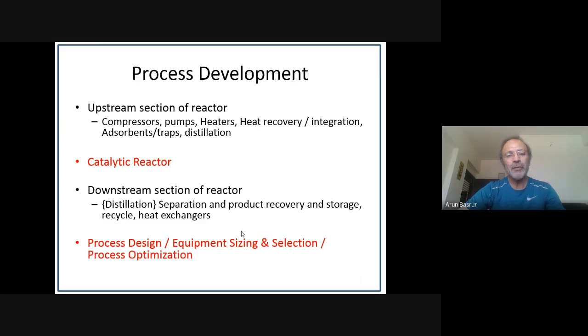And finally, a downstream section, which mainly consists of distillation, where you recover the useful, desired product and the byproducts, and recycle unreacted feed back to the upstream section. This essentially has mostly heat exchangers and distillation columns, which facilitate the separation and product recovery. So a chemical engineer plays a huge role in all three sections, upstream, downstream, as well as the catalytic reactor. And the main role is process design, equipment sizing and selection, and process optimization.